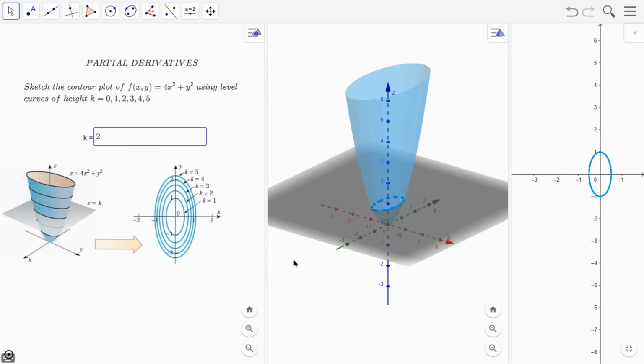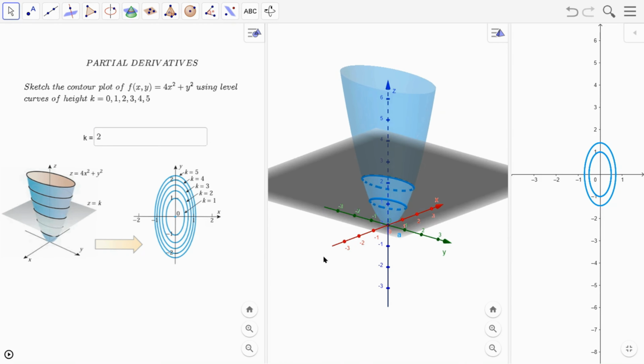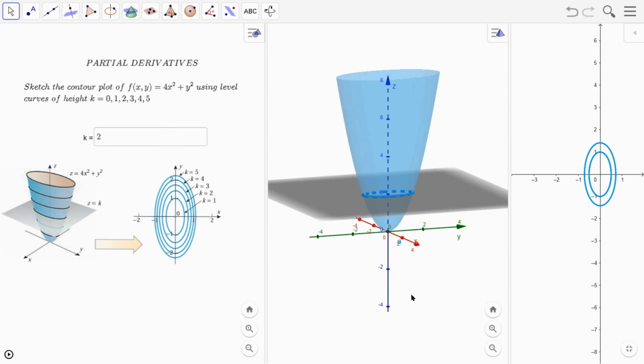Next, k equals 2. This is another ellipse. It's a bit wider than the previous one, crossing the x-axis at approximately plus and minus 0.7, and the y-axis at plus and minus 1.4.